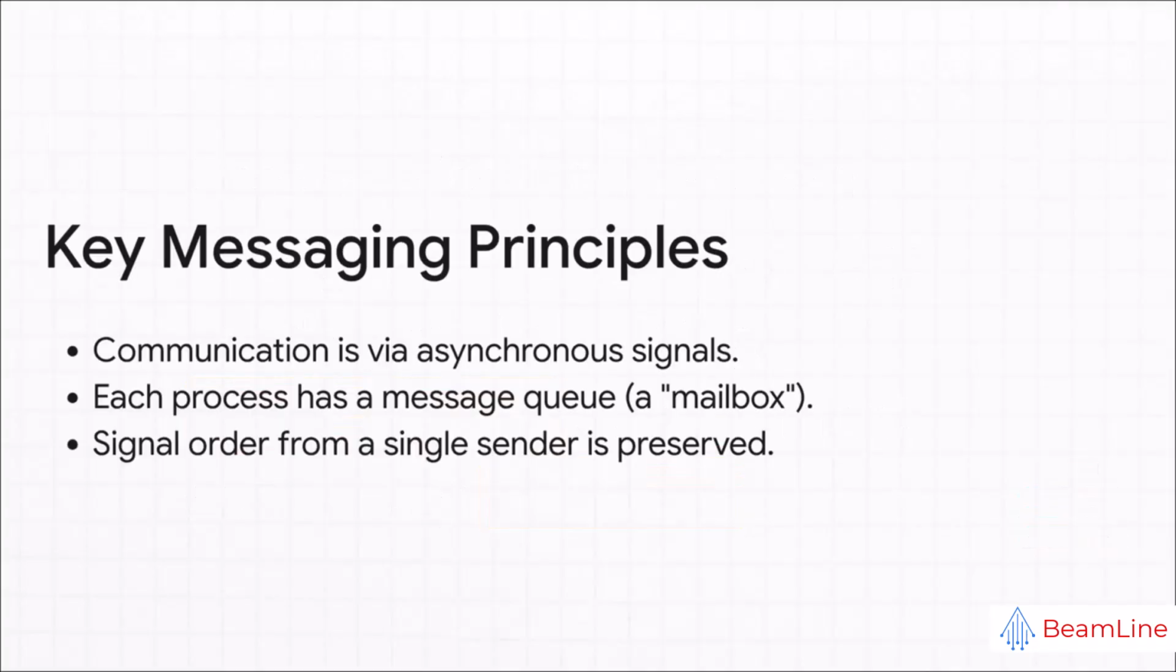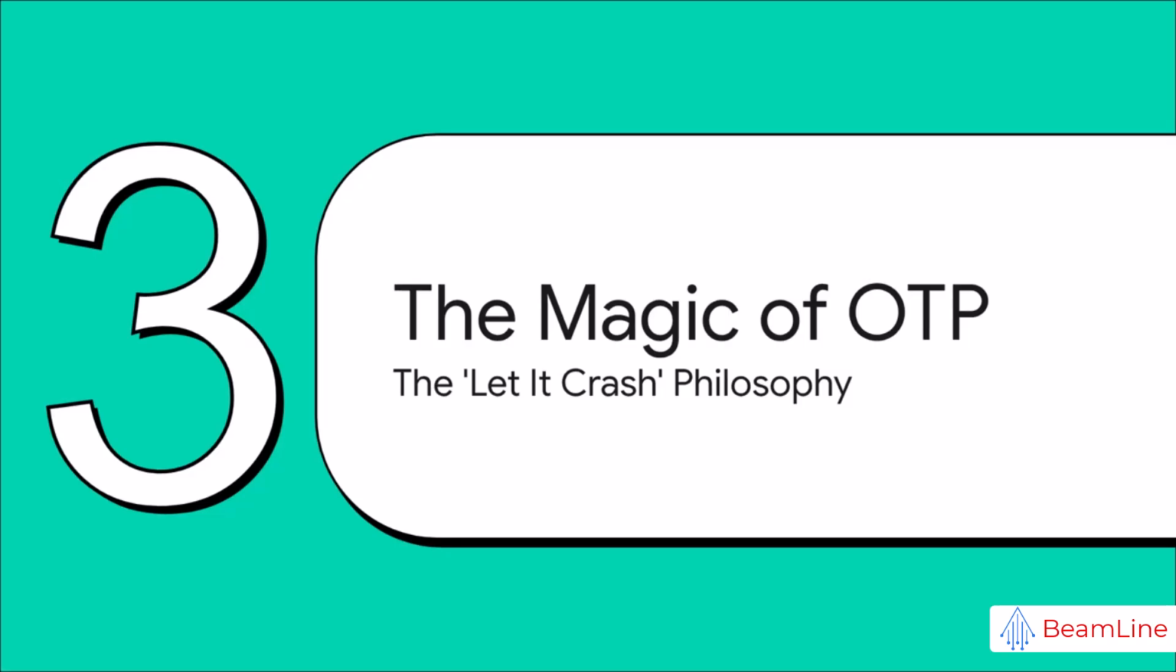Right? And this share-nothing design is the secret sauce. Because processes can't just reach in and mess with each other's data, you totally eliminate a whole class of really nasty bugs. Things like race conditions and deadlocks that programmers in other languages spend ages trying to fix. It's just a fundamentally safer way to build things. Now, these lightweight processes and this messaging system are the building blocks. They're super important. But the real architectural magic comes from a set of libraries and design principles called the Open Telecom Platform, or OTP for short. This is where things get really interesting.